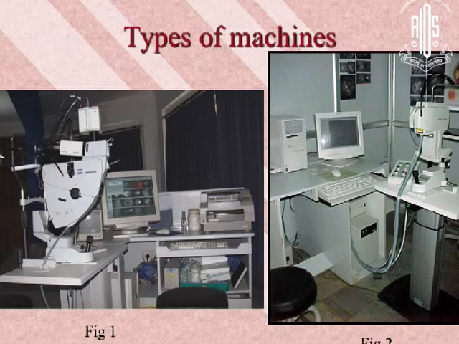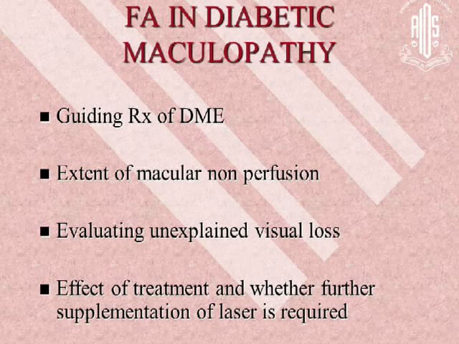The types of machines available for doing fluorescein angiograms are the conventional angiogram on the left of your screen, and the HRA based systems, that's the confocal SLO based systems, on the right. The importance of angiogram in diabetic retinopathy is more so in case of diabetic maculopathy, because the judgment of NPDR and PDR is more clinical.